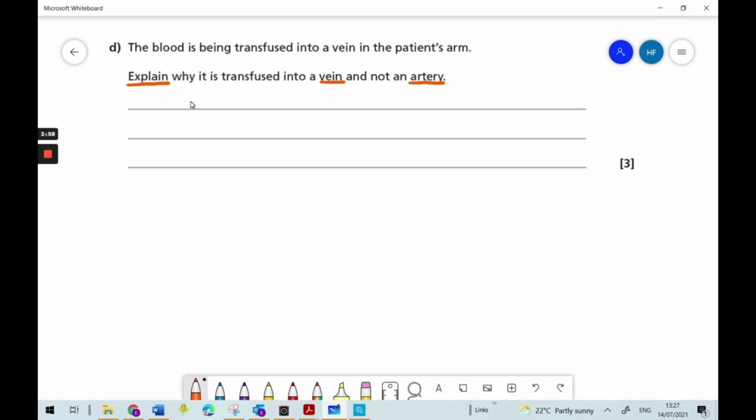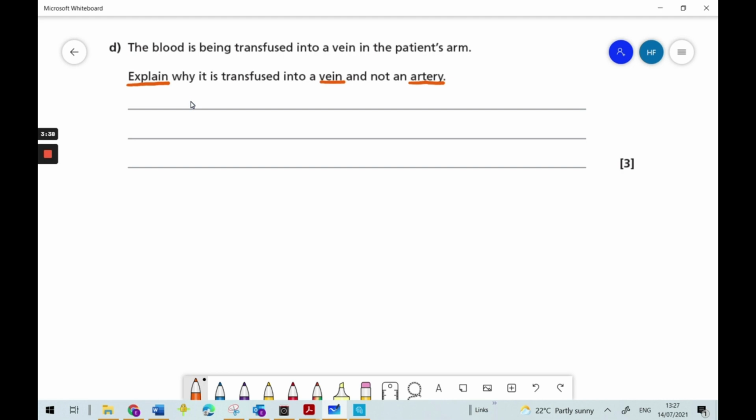Remember, arteries carry blood away from the heart at high pressure, and for this reason they have thicker walls. Veins, on the other hand, carry blood away from the organs and back to the heart, and they have thinner walls. Veins are also found closer to the surface of the skin, and it's veins that we can usually see in the skin on our arms.